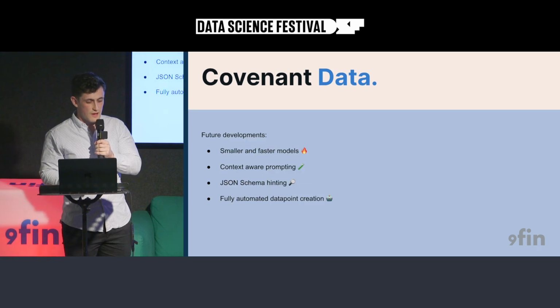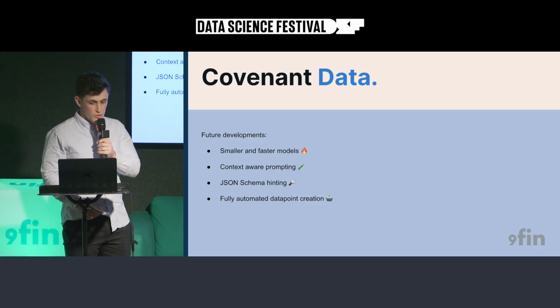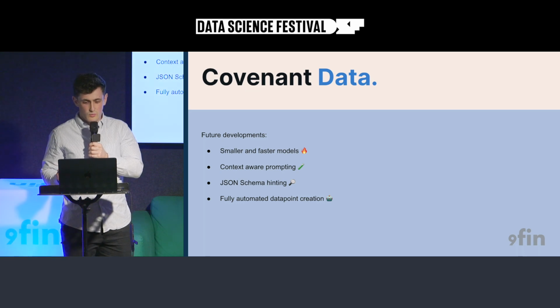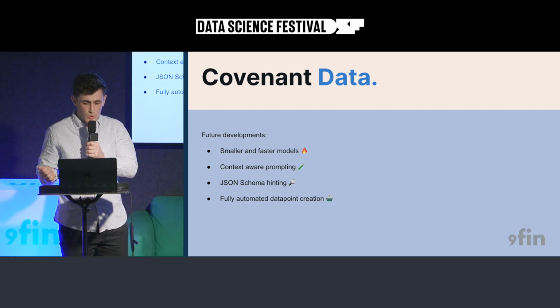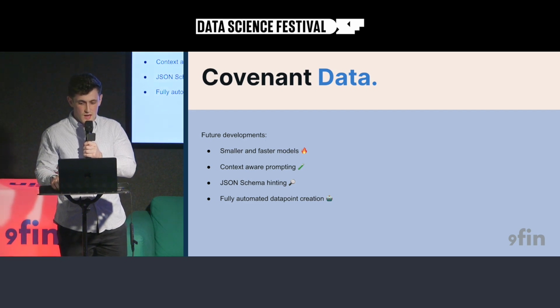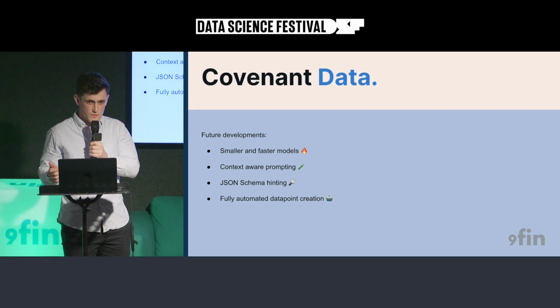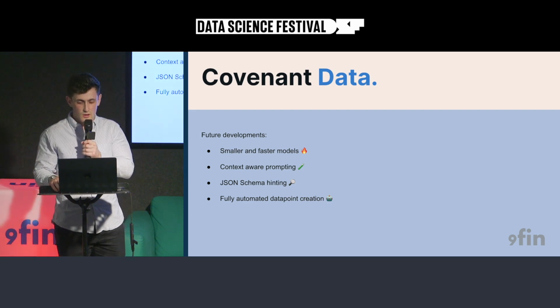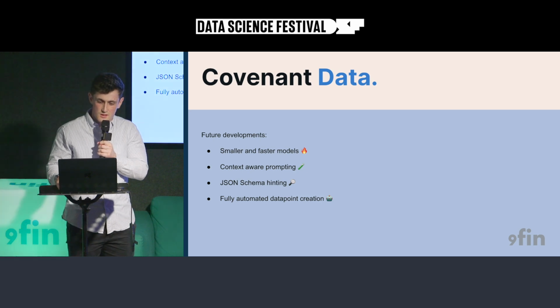So some of the future developments we want to try is smaller and faster models. Early on when this process started, we ran some experiments and we found for our case, n-shot learning performs well with smaller models. Currently we're using GPT 3.5 Turbo, which is fairly quick, but we could go quicker. If we get a smaller model, it will result in quicker inference.